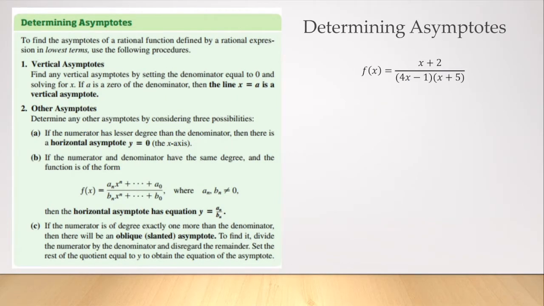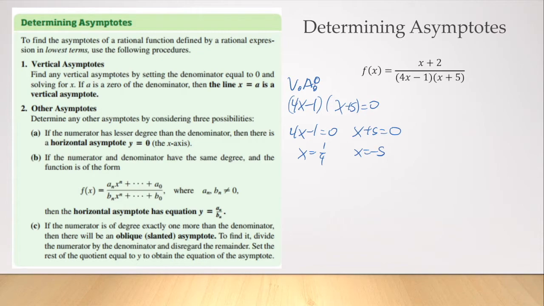Next, to find my vertical asymptotes, I set my denominator equal to 0. I then use the zero factor property to find the two vertical asymptotes I'm going to have, which is totally okay. I get x equals 1/4 and x equals -5. Those are my two vertical asymptotes.